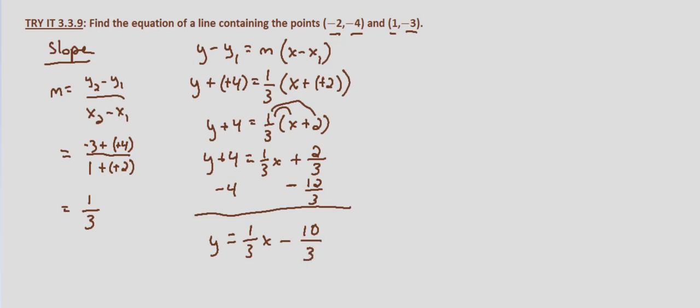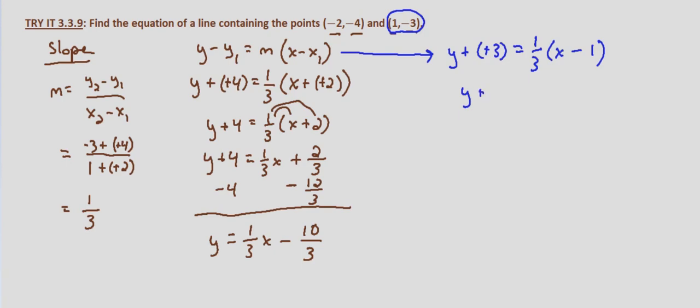Now, just to show that we could use either point, let's go ahead and use point-slope form again, only we're going to use our other point, (1, -3). So y minus -3 equals, the slope is the same, 1/3 times x minus 1. So minus a negative becomes plus a positive. We have y plus 3 equals, let's go ahead and distribute the 1/3, 1/3 x. Then it's going to be 1/3 times -1, so it's going to be -1/3. Now subtract 3 from both sides.